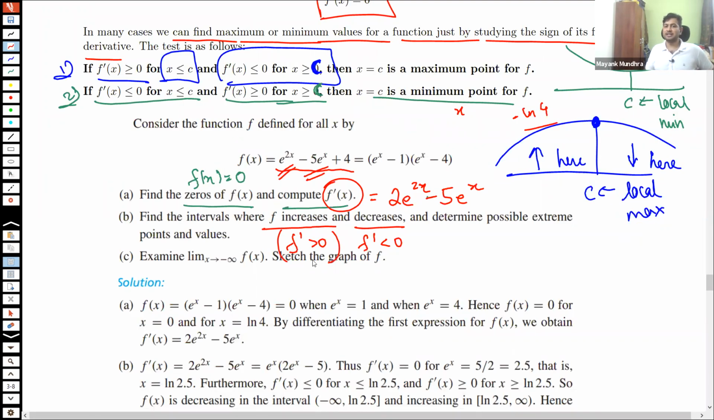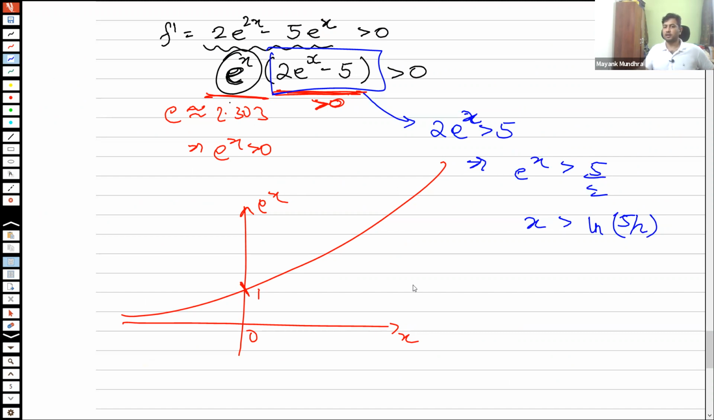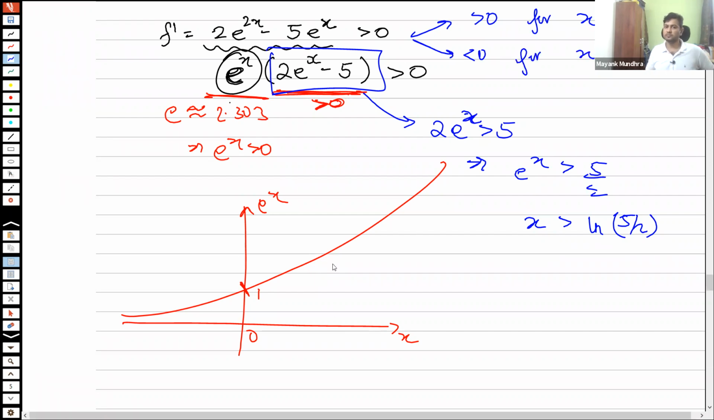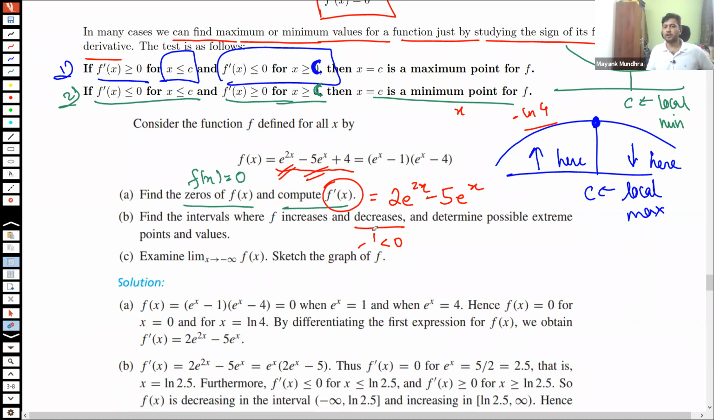So f prime is increasing, or f prime is positive for x greater than log 5 by 2, and it is decreasing for x less than log 5 by 2. Right? So that solves the second part. So the possible extreme point is going to be log 5 by 2. This is the only possible point.